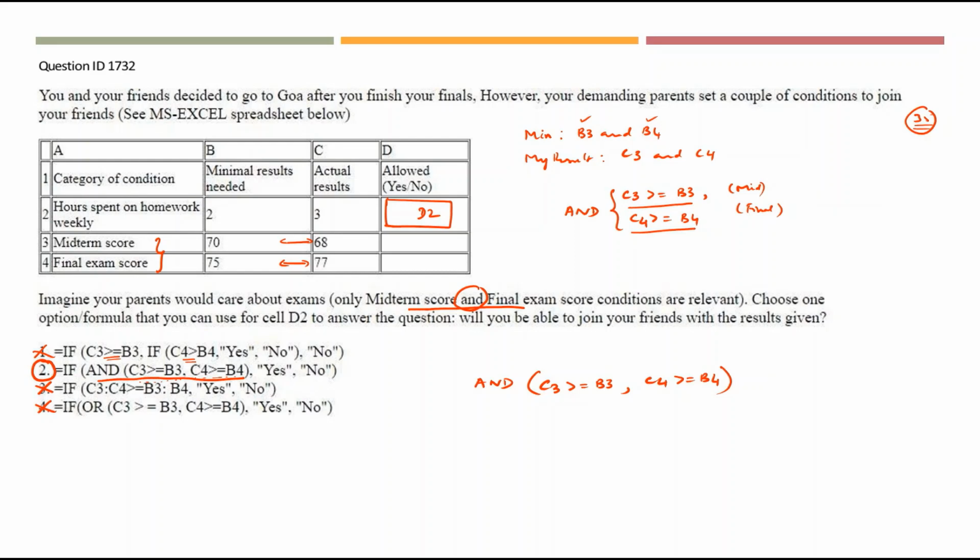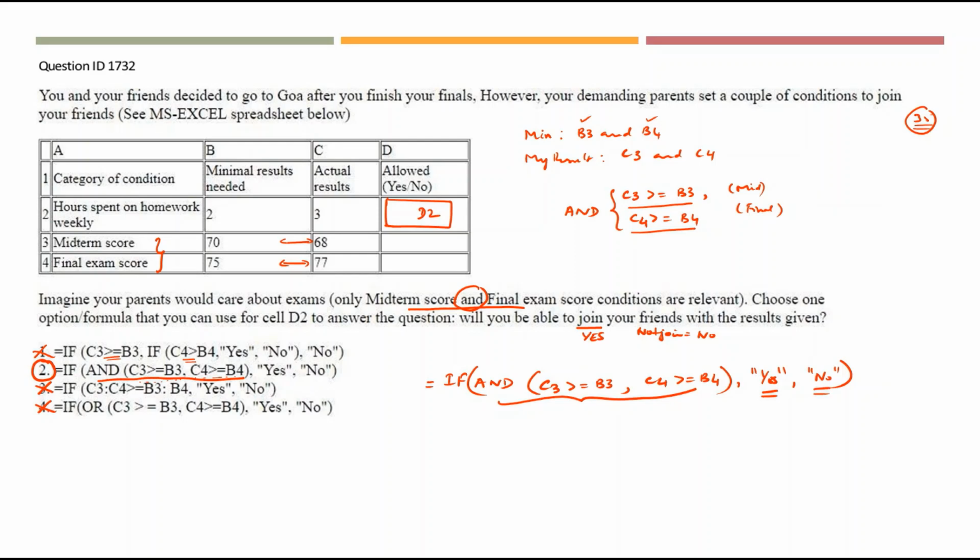If you have scored more than the minimum results, you will be able to join your friends. If you are able to join, it means yes. If you are not joining your friends, it means no. So here you have two options. One is yes and the other one is no. This will be given inside an if condition. So the format will be equal to if. If this condition is true, it prints yes, else it will print no.